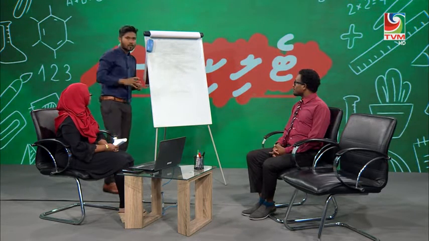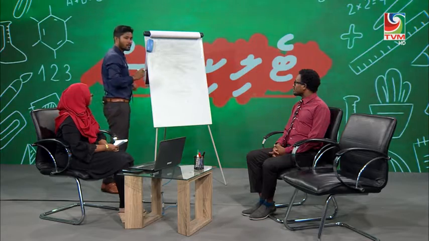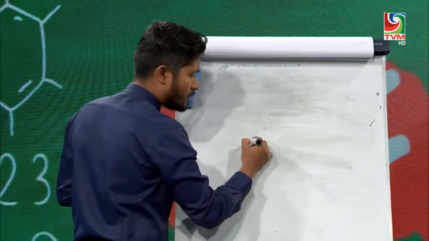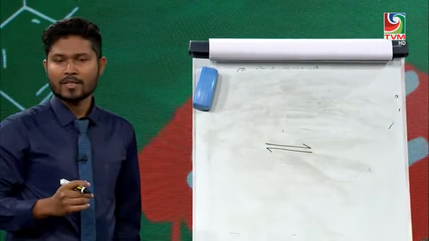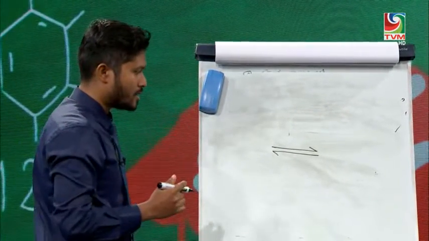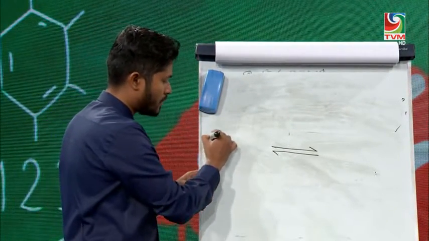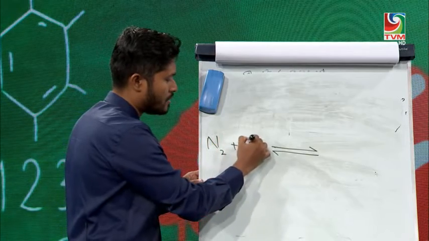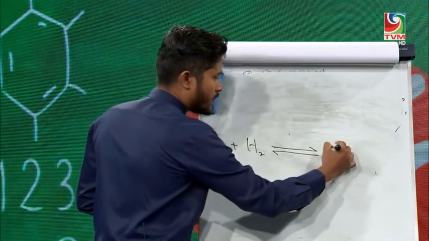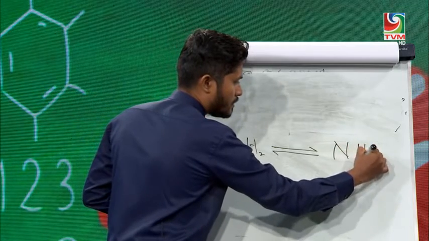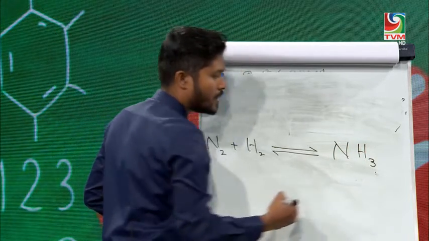In order to know the concept, you have to know a very common symbol that you might have seen before. This is called the reversible sign. This is where a reaction, for example, let's take nitrogen and hydrogen as an example. When nitrogen and hydrogen combine, it forms ammonia.